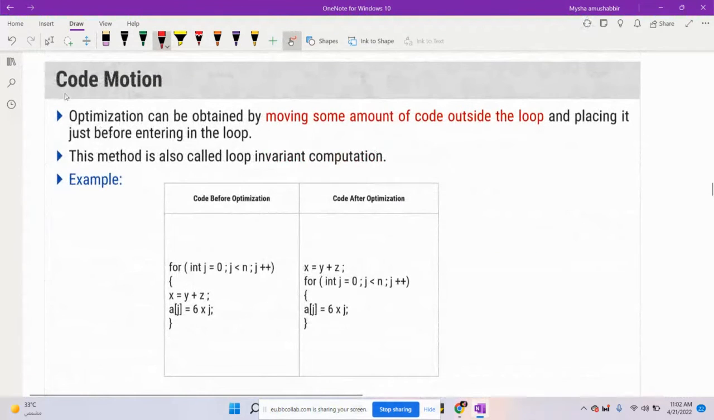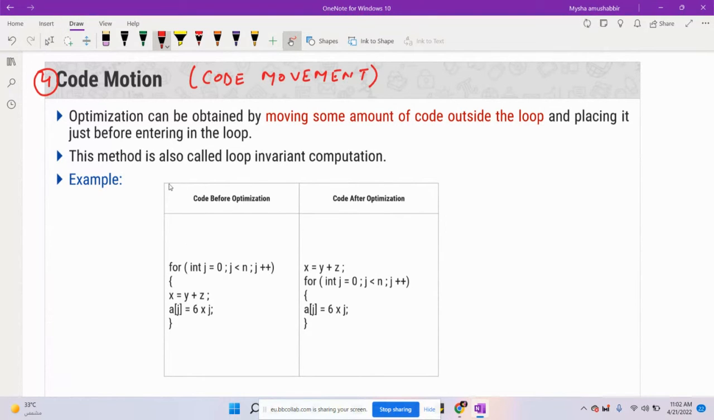Number 4, code motion, or it is also called code movement. In this technique, what we do is move some amount of code outside the loop and place it just before entering the loop. So for example, here you see, this is the program code: for integer j equal to 0, j less than n, j plus plus.